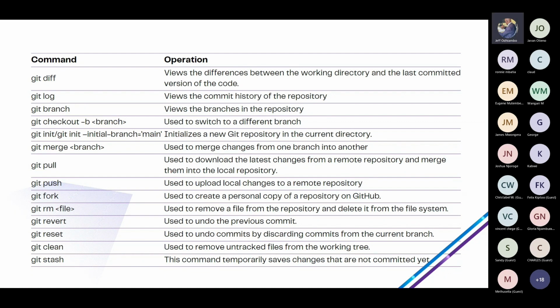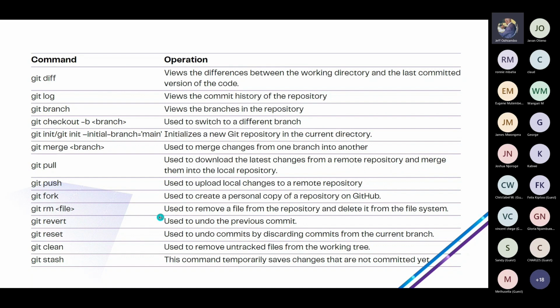Then you have git rm. This is for removing files from the repository and deleting them from the system. So when you run git rm, just the same way you can run sudo rm to remove files and directories and stuff like that, the same applies for git. So if you want to remove a file from the repository and remove it from the system completely, then you can use that.